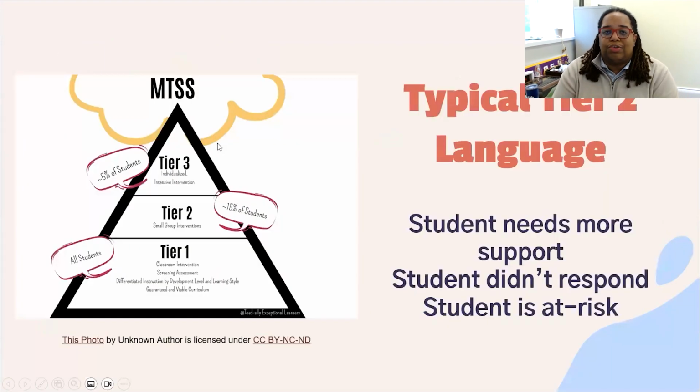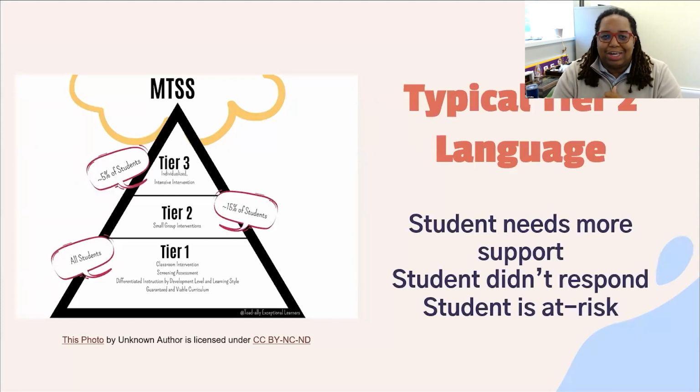So typical tier 2 language, right? We are MTSS folks and PBIS folks, and really anti the labeling and the deficit oriented views of students, right? But when we look at tier 2 language, we oftentimes see quite a bit of deficit language. We say students need more support, right? Or that they didn't respond to tier 1, or that they didn't respond to the intervention, or that they're at risk, right?